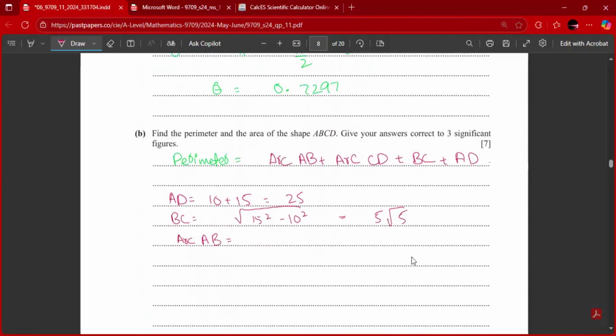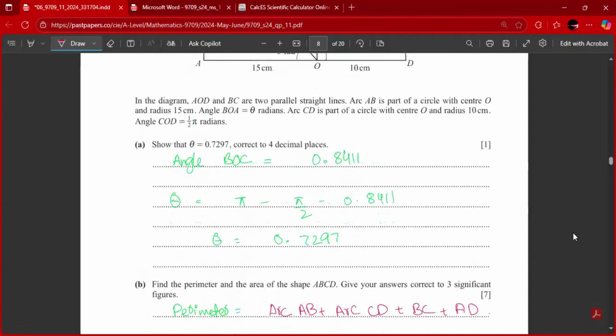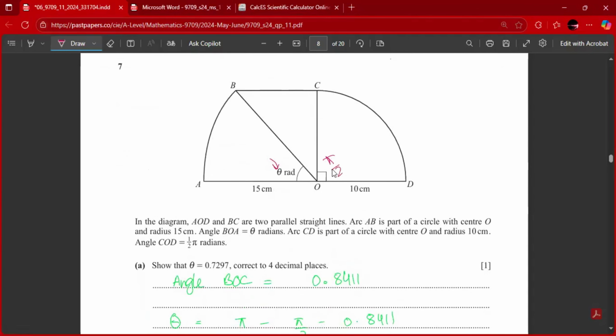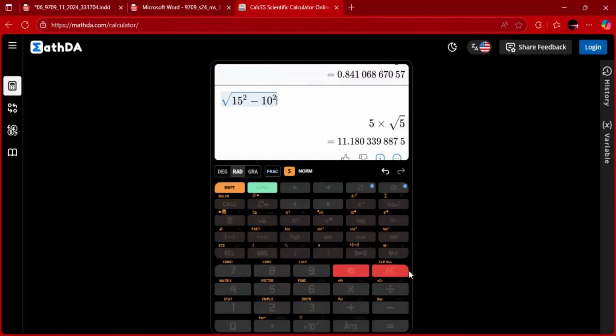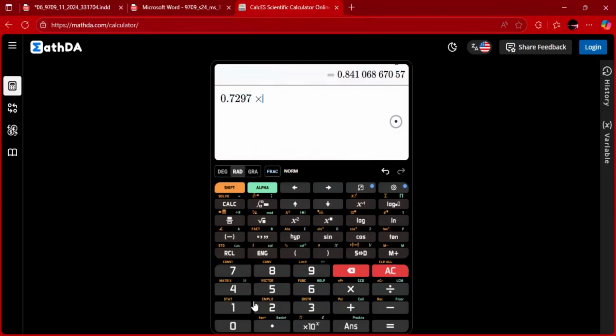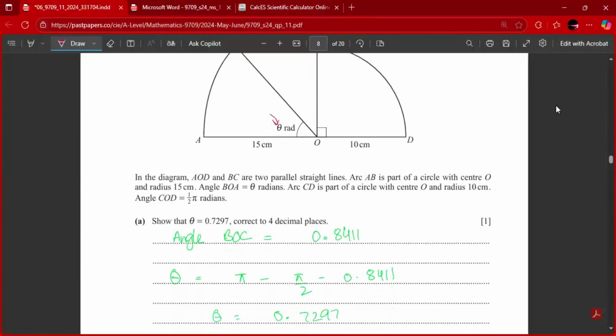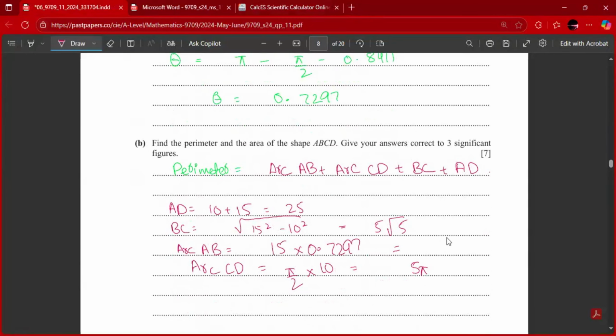So let me just write it. I'll do the calculation later: 15 times 0.7297. And similarly for arc CD, pi over 2 is my angle and 10 is my radius, which should be equal to 5 pi. How? Let me show you. This is pi over 2 because it's 90 degrees. Arc length is equal to radius times the value of the angle. And that's it. So let me do the final multiplication. 0.7297 multiplied by 15 is 10.945.